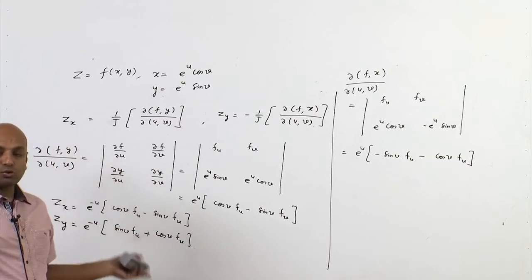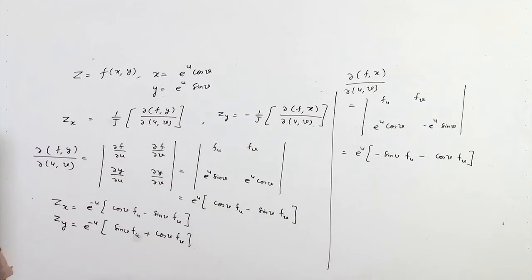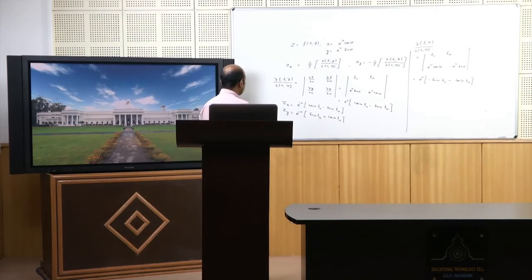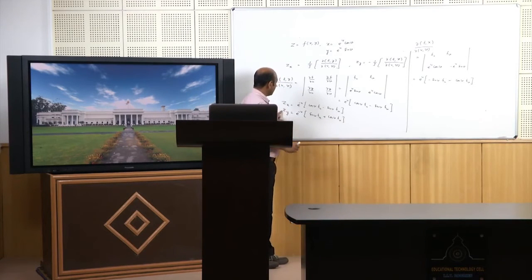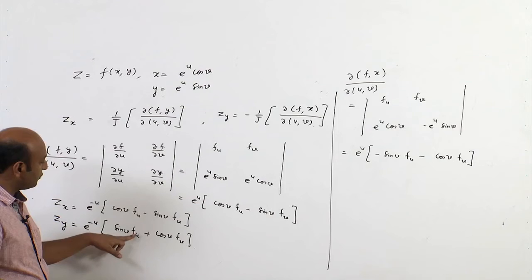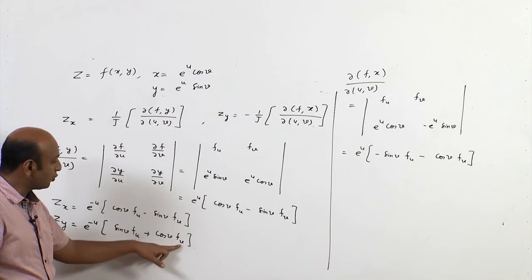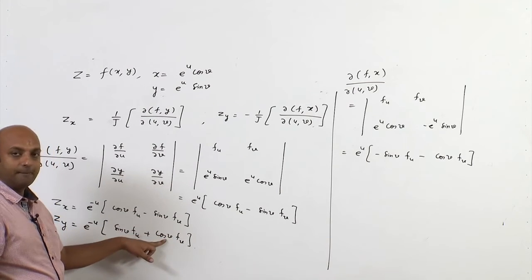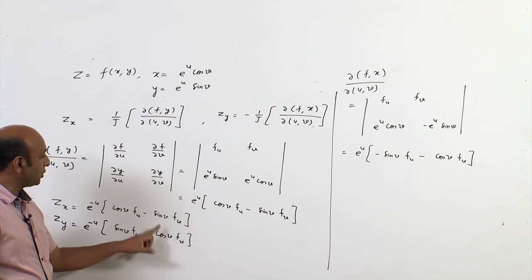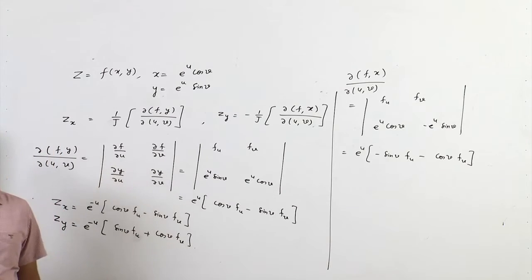Now, you simply square and add both the equations. When you square and add both the equations, it is zx square plus zy square. It is e raised to power minus 2u will come out. It is fu square because this square plus this square is 1. It is fv square because this square plus this square is 1, and the product term will cancel out because they are having opposite sign. So, we have proved the result.